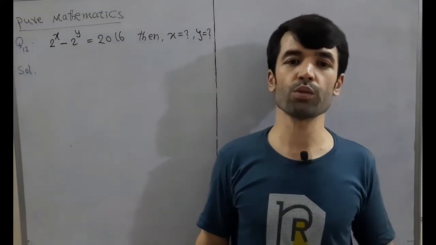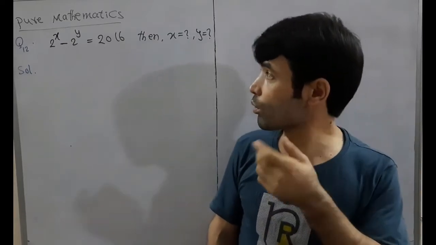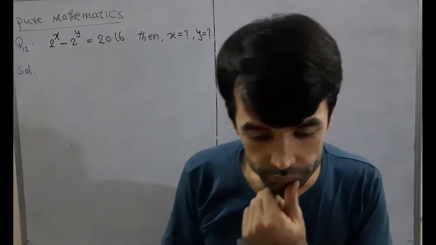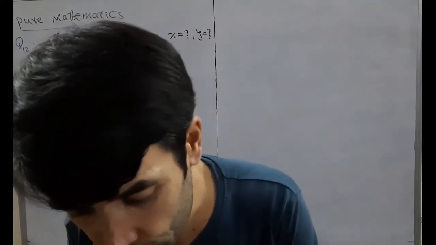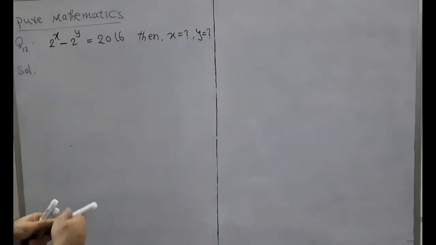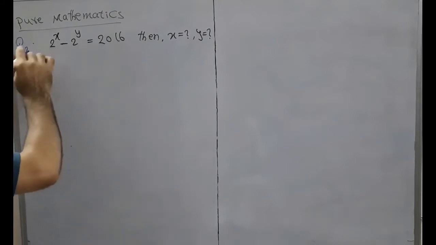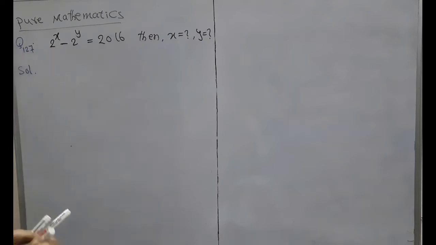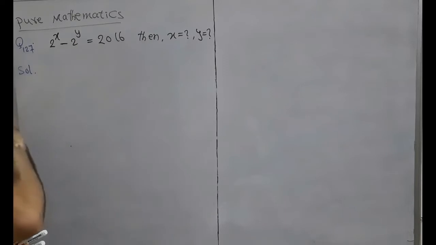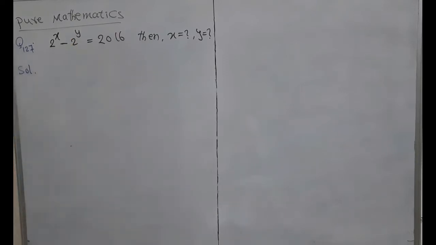In this class we want to solve a question. It is question 127. We have 2 to the power x minus 2 to the power y is equal to 2016. Then find x is equal to question mark, y is equal to question mark.